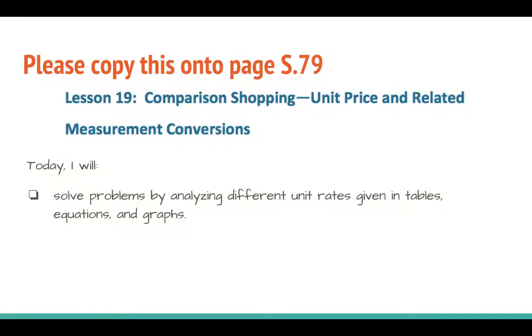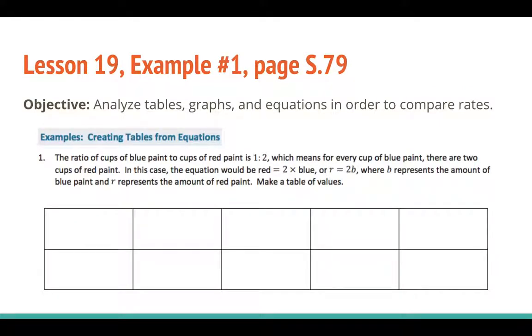So on page S79, please write down: today I will solve problems by analyzing different unit rates given in tables, equations, and graphs. So now you are going to put together what you've learned and be able to identify the three different ways you can show your unit rates. Our objective is to analyze tables, graphs, and equations in order to compare rates. This is example number 1 on page S79.